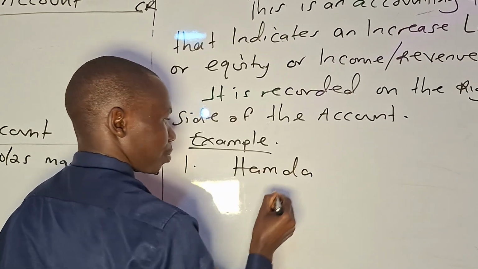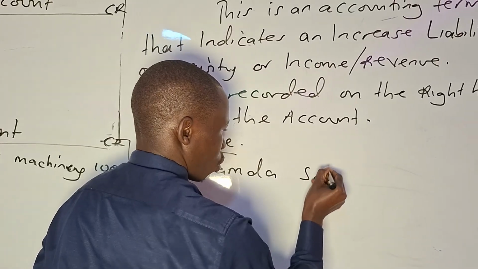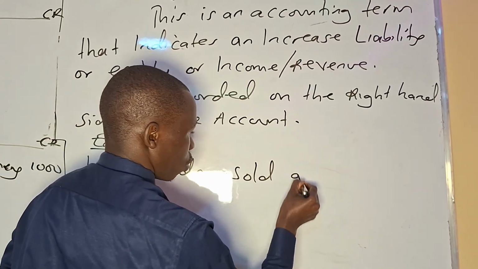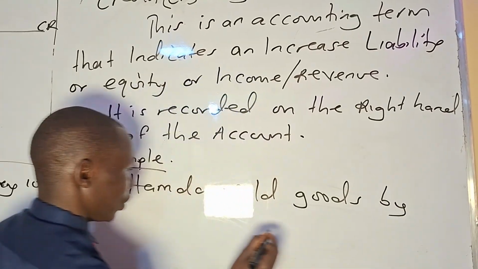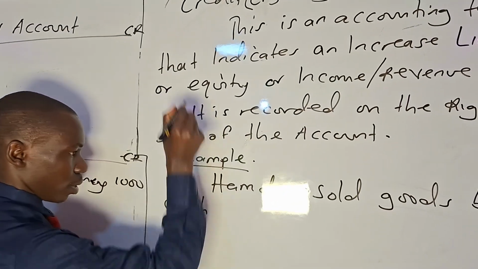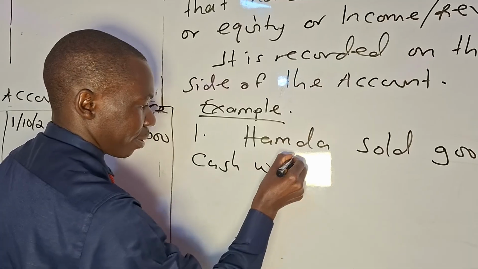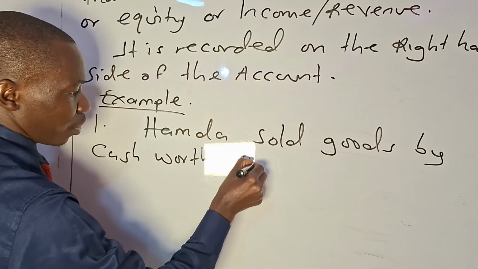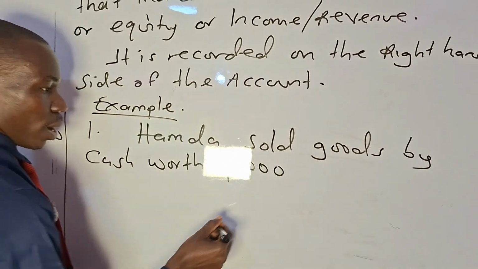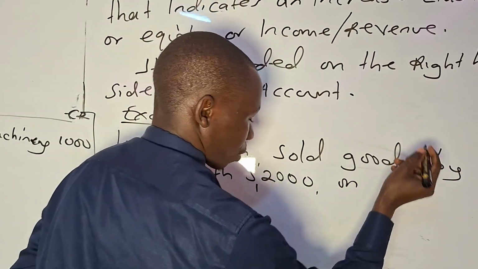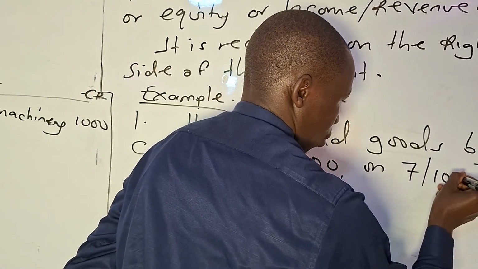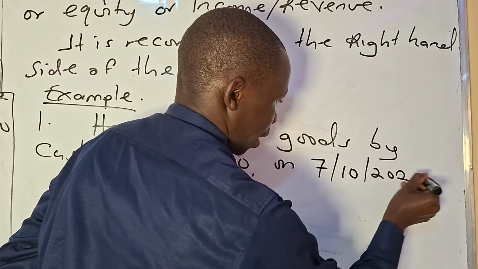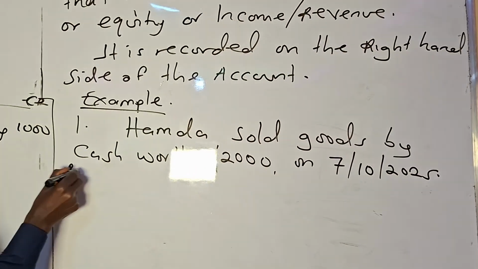Hamda sold the goods by cash worth 2,000. Maybe it was on 7th October 2025. Required.